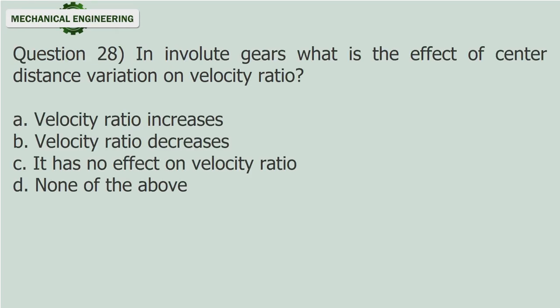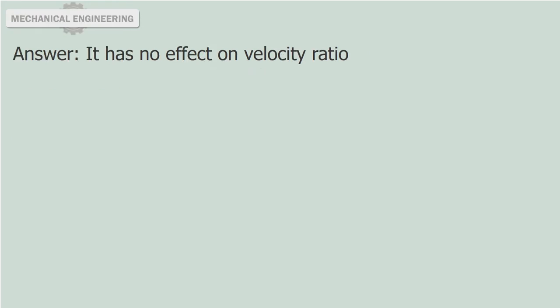Question 28. In involute gears, what is the effect of center distance variation on velocity ratio? A. Velocity ratio increases. B. Velocity ratio decreases. C. It has no effect on velocity ratio. D. None of the above. Answer: it has no effect on velocity ratio.